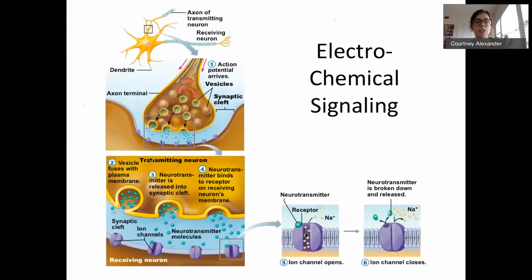Again, this is electrical-chemical signaling. The chemical part occurs in the axon terminal with the fusion of vesicles causing the release of neurotransmitters into that synaptic cleft, binding to receptors on the receiving neuron's membrane. It can then open up ion channels and cause a signal.